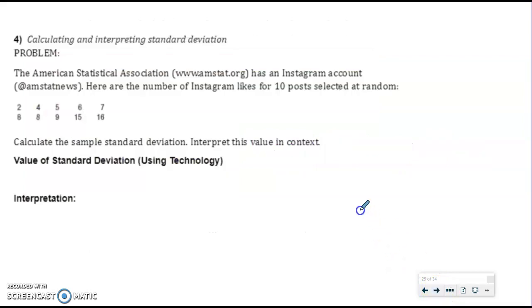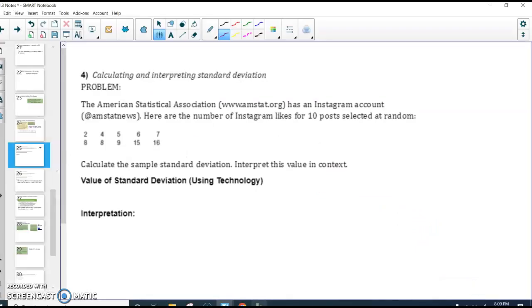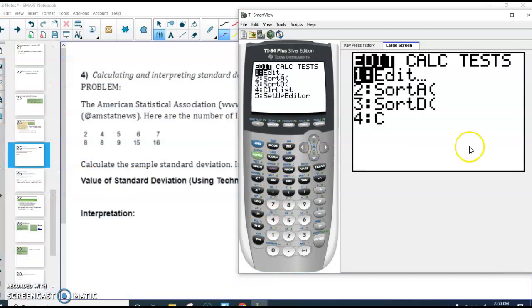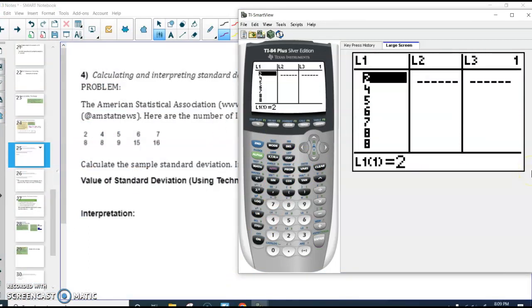All right, so let's look at a set of data. It's the same one that we've been looking at. So we're looking at 2, 4, 5, 6, 7, 8, 8, 9, 15, 16. And it's already in order, which is nice. And we're going to try to put this into your calculator. So we're going to press stat, then press enter on edit, and we're going to enter 2, 4, 5, 6, 7, 8, 8, 9, 15, 16. Alright, I guess I had those in already. I didn't have to do that.